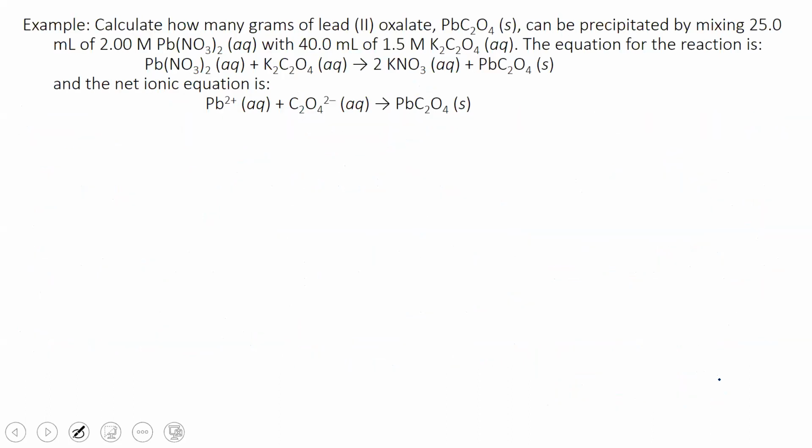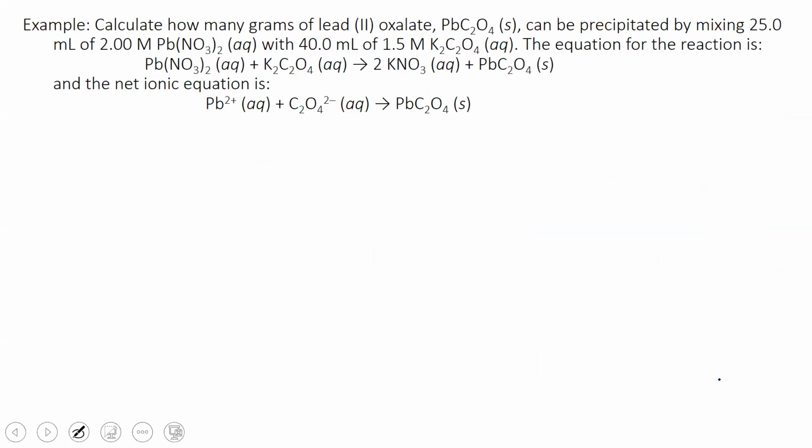Okay, so our next example is another way of asking a precipitation question. Calculate how many grams of lead oxalate can be precipitated by mixing 25 milliliters of 2 molar lead nitrate with 40 milliliters of 1.5 molar potassium oxalate. The equation for the reaction is given here.